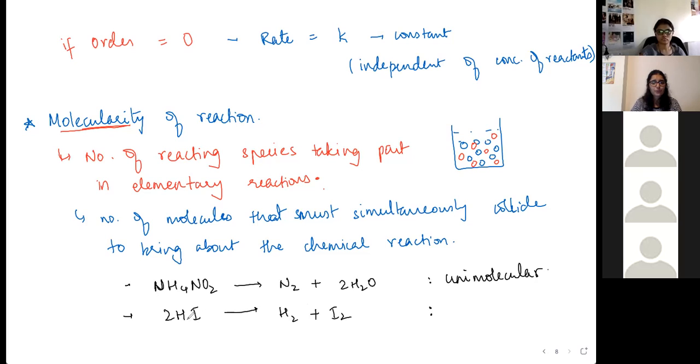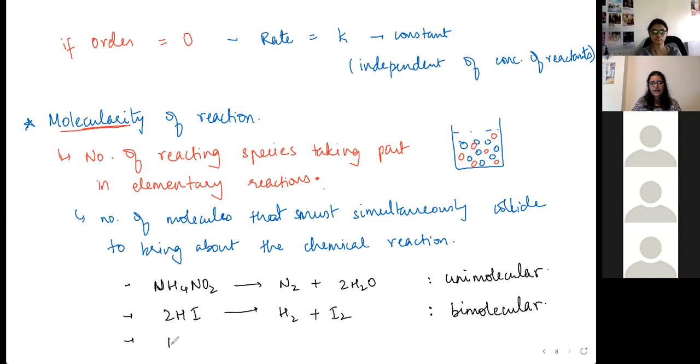There are two molecules. If you have only a single molecule of HI, you're not going to get H2 and I2. You need a minimum of two molecules to collide so that they break down into H2 and I2. So this is an example of a bimolecular reaction.